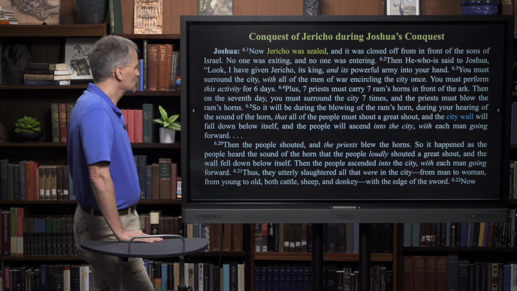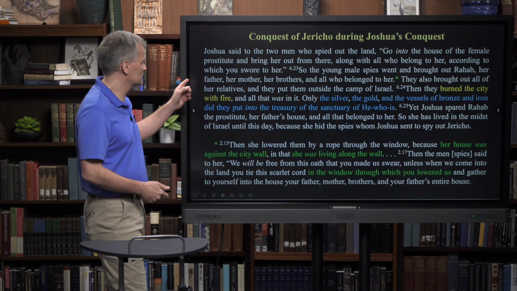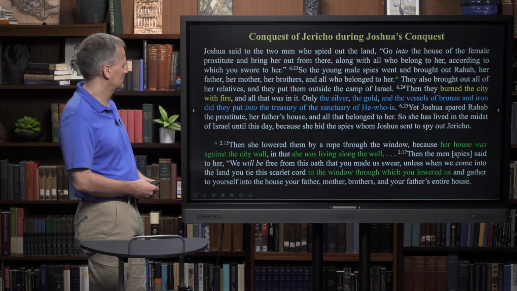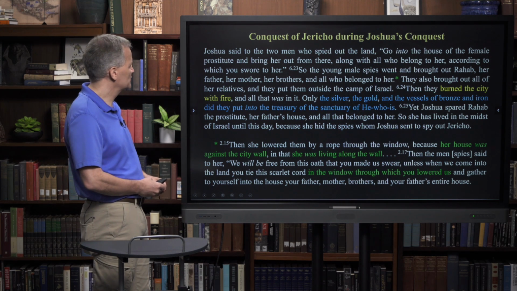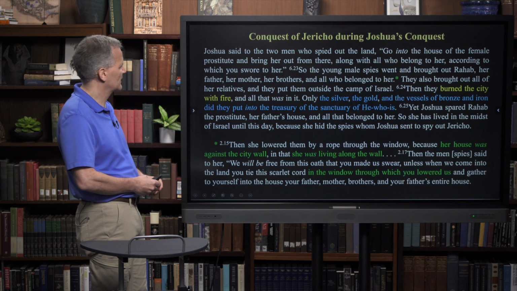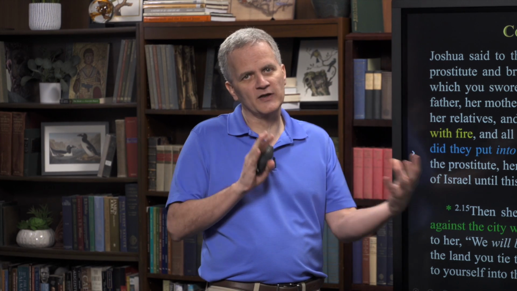Thus they utterly slaughtered all that were in the city, from man to woman, from young to old, both cattle, sheep, and donkey, with the edge of the sword. Now Joshua said to the 2 men who spied out the land, "Go into the house of the female prostitute, and bring her out from there, along with all who belong to her, according to which you swore to her." So the young male spies went and brought out Rahab, her father, her mother, her brothers, and all who belonged to her. All right, let's stop there and kind of review what happened, because it's before the narrative here.